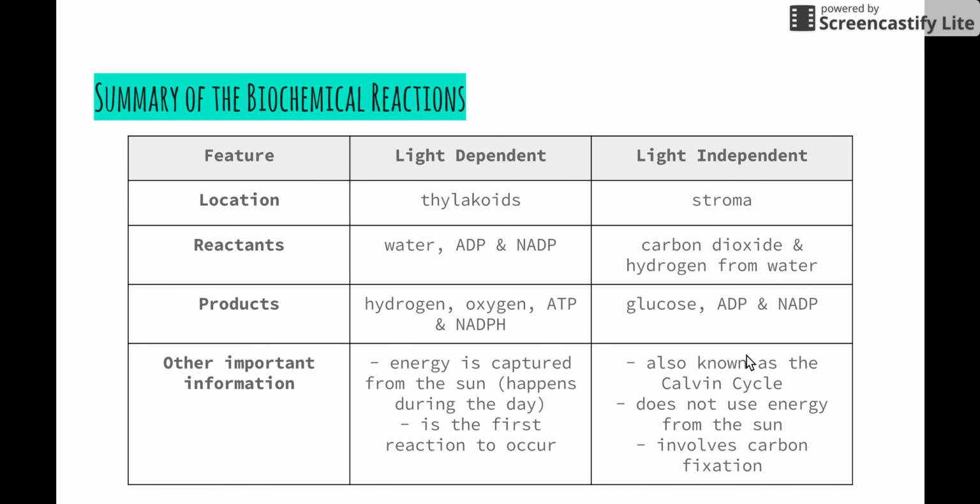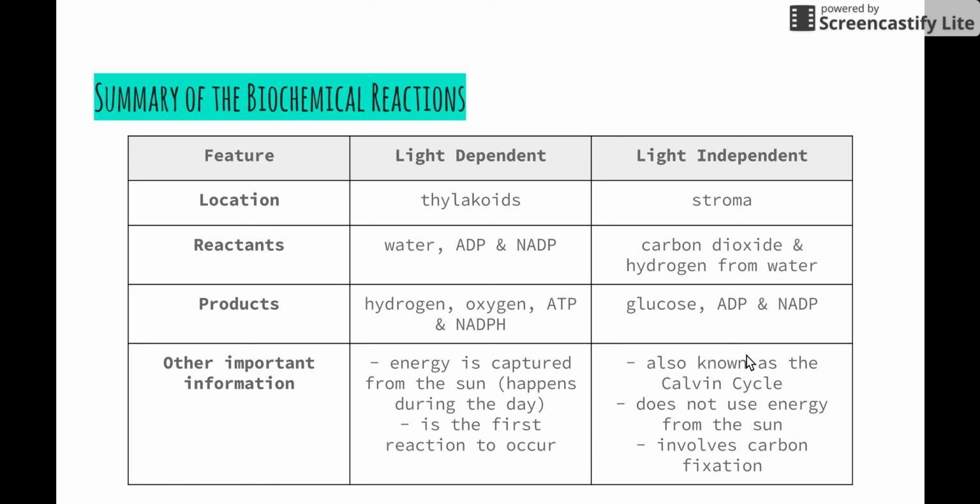So this table is just a summary of the biochemical reactions involved in photosynthesis. And as I said, we can break it down into two components, the light-dependent and the light-independent reactions. So the light-dependent reactions take place in the thylakoids and use water, ADP, and NADP. So ADP and NADP are two forms of energy. We don't need to know what they are. You just need to know that water and energy is used in the light-dependent part.